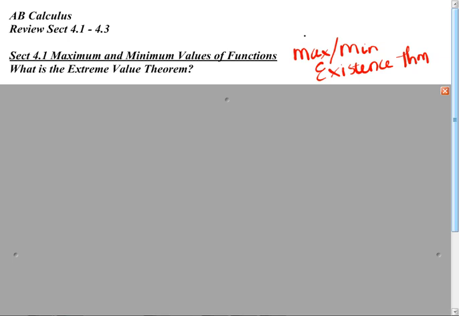Okay, so this is a guarantee. That's how you spell guarantee. Both max and min. Okay, shh, you guys. We need to review this because we've forgotten it. So I guarantee that the function has both a maximum and minimum value. That's what we're doing. We're reviewing all of 4.1 through 4.3.